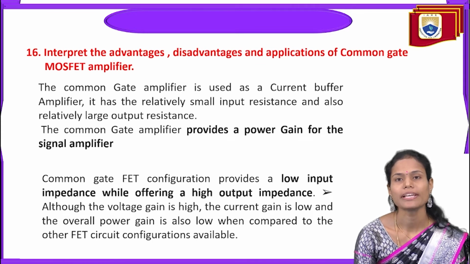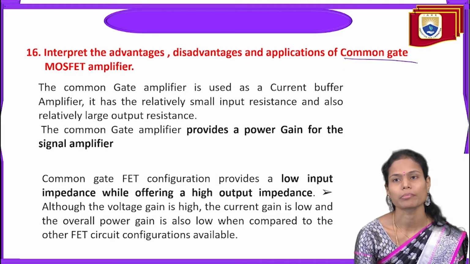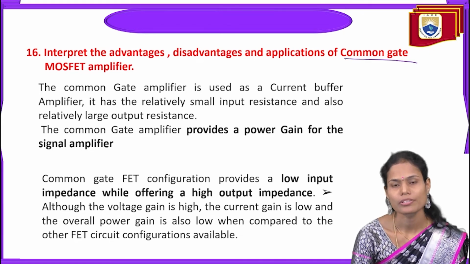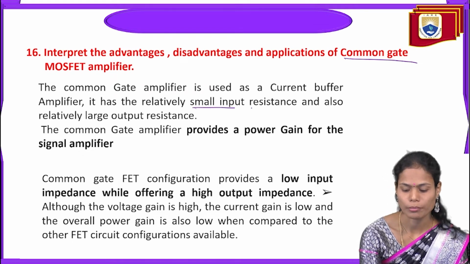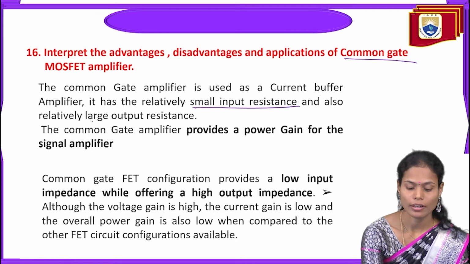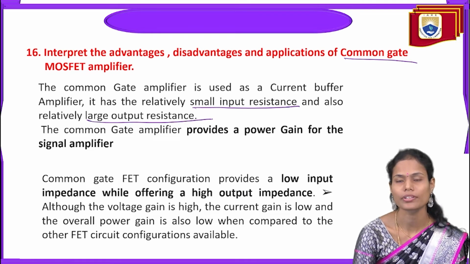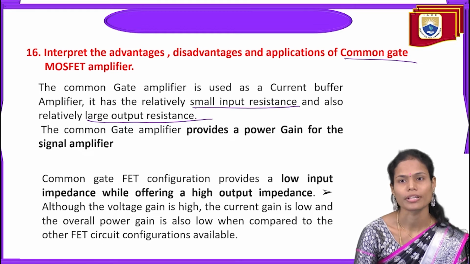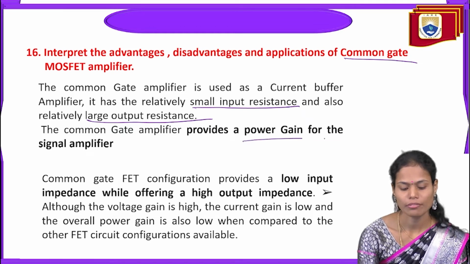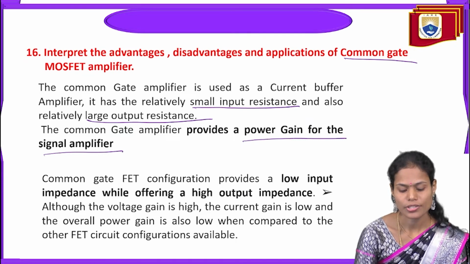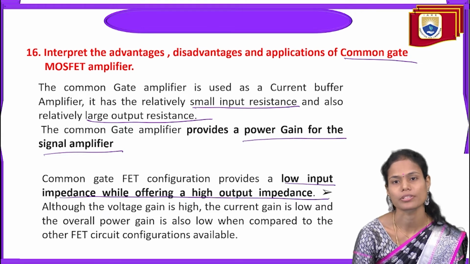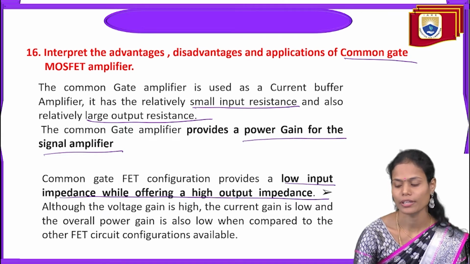And next, interpret the advantages, disadvantages and applications of common gate MOSFET amplifiers. So generally common gate amplifiers are utilized for buffer amplifiers. Why? Because it has small input resistance and high output resistance. Because of that reason we are utilizing it for buffering. And it provides a power gain for the signal amplifiers. And while coming to the disadvantages, it has low input impedance while offering high output impedance. That is the drawback of the common gate amplifier.